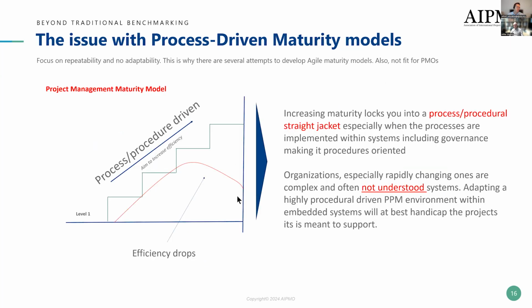The problem with the benchmarks or the tools or models that are used, for example OPM3 from PMI, which I think is taken off the market, is that it's very much process and procedure driven. The aim is you go up from level 1 to level 5, and you're looking at, have you implemented this process or this particular procedure? The idea is that the more you automate things, the more efficient you are. The problem is that organizations change. As they change and everything is in computer systems, if that doesn't change, it has a negative effect. Efficiency drops out. You get into some sort of procedural straitjacket.